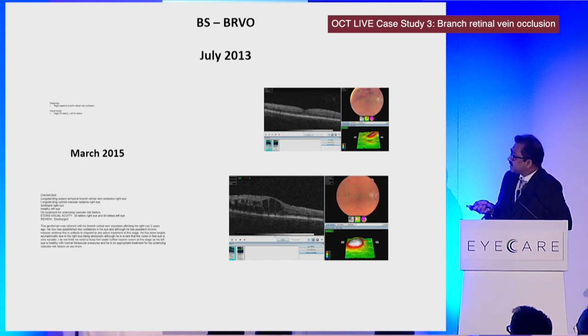He presented again in March 2015 without any treatment, and you can see the hemorrhages have disappeared, but there is chronic cystoid macular edema with a possible epiretinal membrane. At that time his vision was 50 letters, and collaterals were noted at the disc, so it was decided that since the collaterals have developed and macular edema is chronic, he was discharged from the clinic without any treatment.